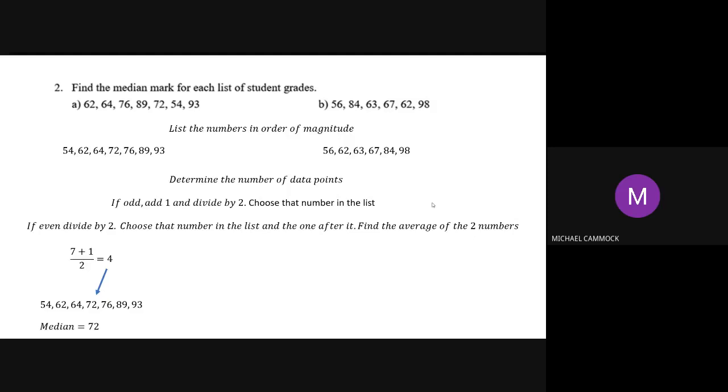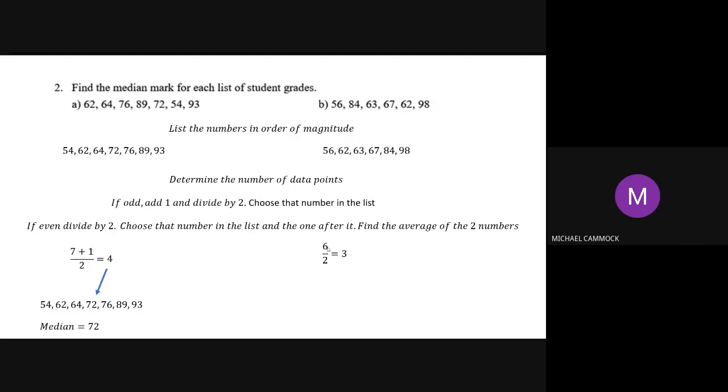And then we're going to ask the question of whether that's an odd or an even number. Thank you very much. 6 numbers. Is that an odd number or an even number? Even. Okay, so here's what we're going to do. We're not going to do what we did the first time. We're not going to add 1 and then divide by 2. If it's even, divide by 2. Then we're going to choose that number in the list and the one after it. It takes a little bit more work to do a median when you have an even number of digits. So let's start with that.